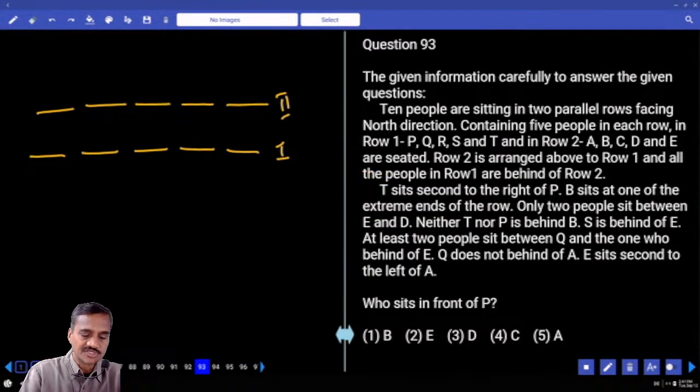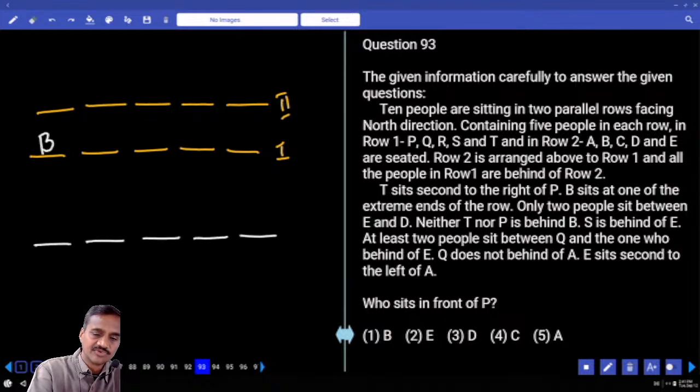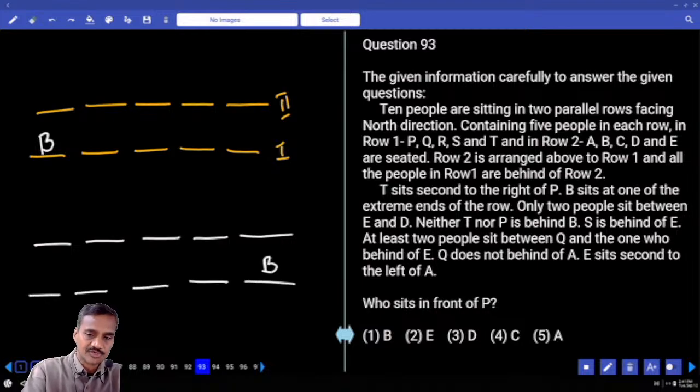T is seated second to the right of P. Then how many possibilities do we have? B sits at one of the extreme ends of the row. B can be at the left extreme, or at the right extreme. There are 2 possibilities. And T sits second to the right of P.